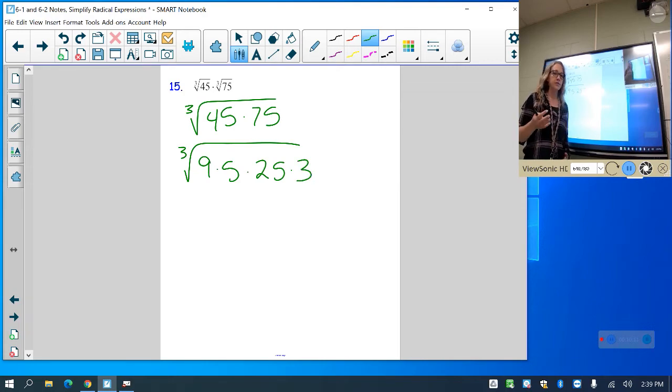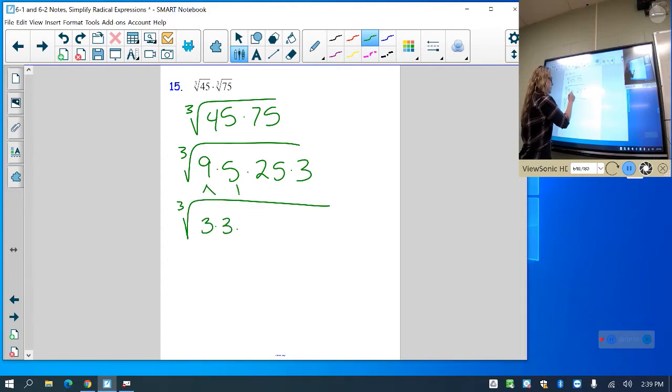And if you use different numbers, that's okay. You're going to end up with the same final answer, as long as you don't make a mistake. So this gives me the cube root. I'm going to break this one down into 3 times 3. 5 stays. 25 into 5 times 5. And my 3 stays. And I'm looking for perfect cubes.